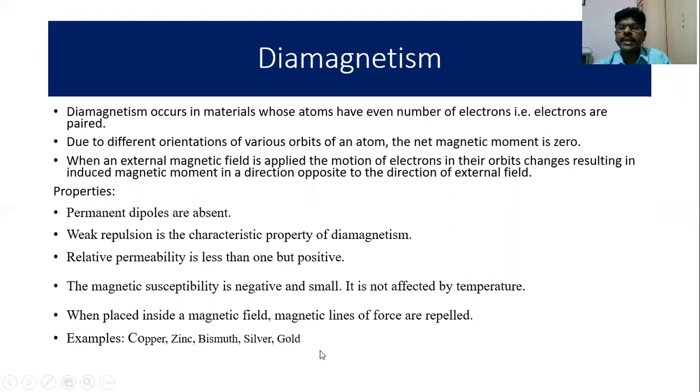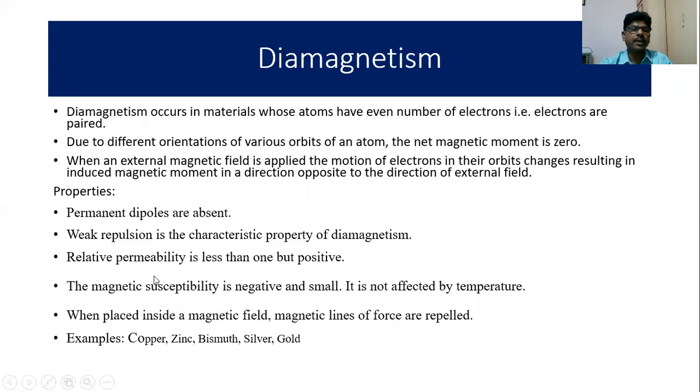Now we come back to what is diamagnetism. Diamagnetism occurs in materials whose atoms have an even number of electrons, that is, electrons are paired. Due to different orientation of various orbits of an atom, the net magnetic moment is zero. When an external magnetic field is applied, the motion of electrons in their orbits changes, resulting in an induced magnetic moment in a direction opposite to the direction of the external field. So that is what diamagnetism is about.